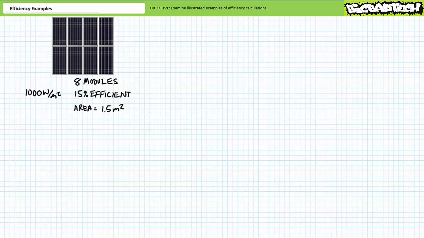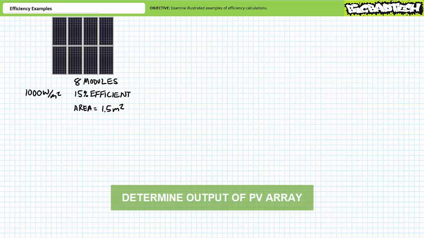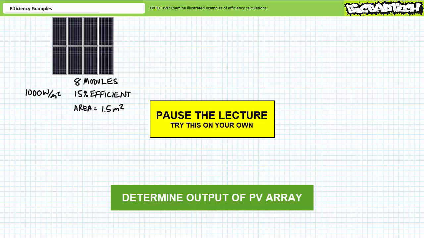Let's say the array is made of 8 15% efficient modules. Each module is 1 meter by 1.5 meters for an effective surface area of 1.5 meters squared each. If the sun shined at STC conditions, or 1000 watts per meter squared, see if you can determine the usable electrical power output for this 8-module array. By all means, pause the lecture and try this on your own.